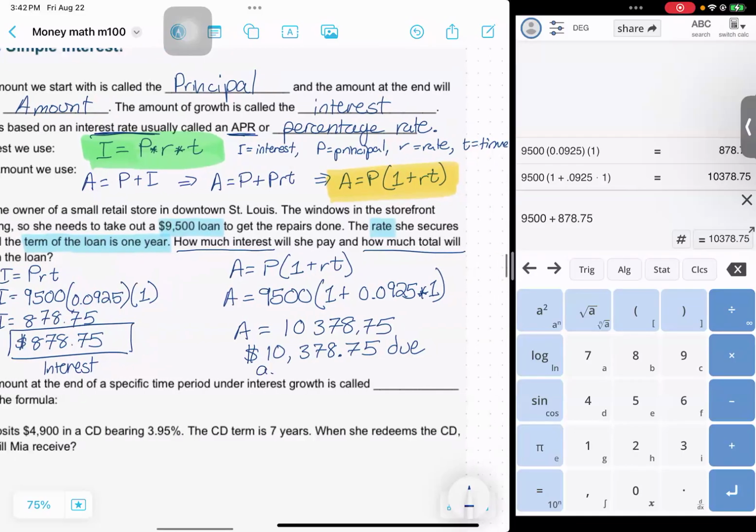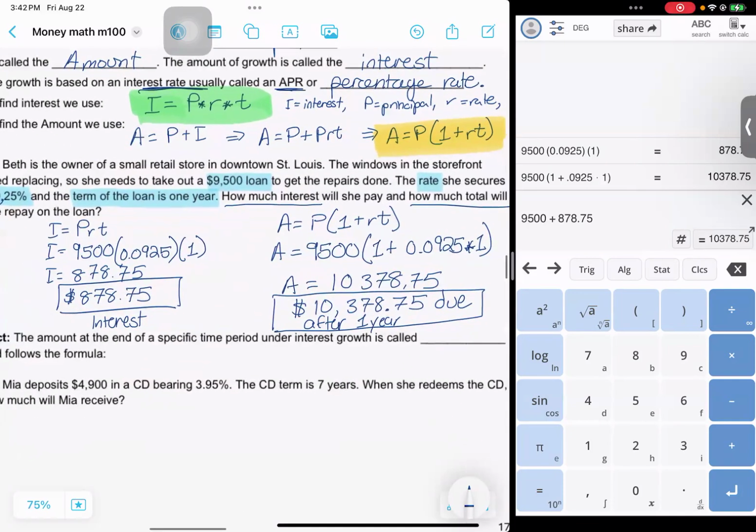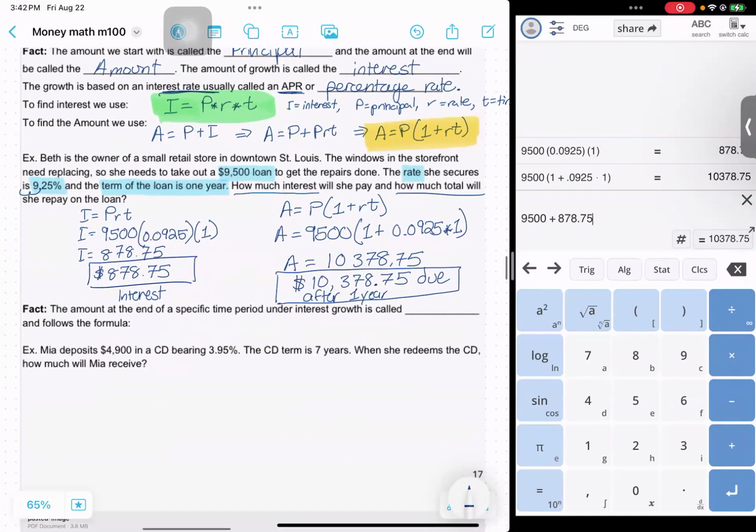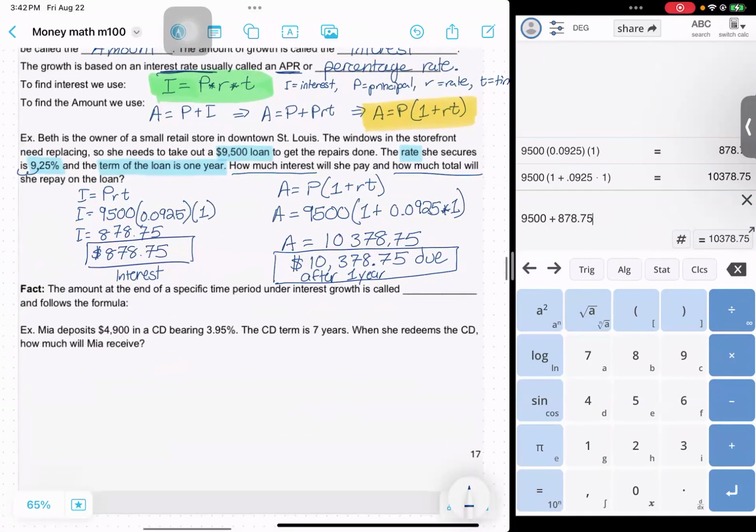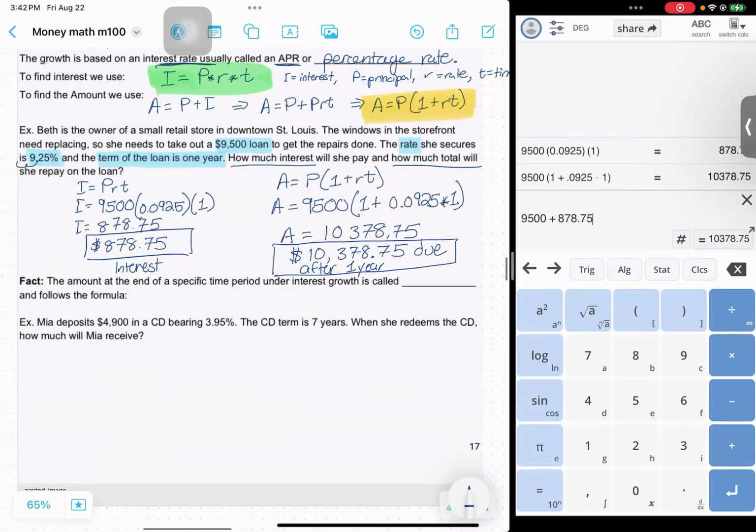Due after 1 year. Aha. All right. So that's what Beth, the business owner, needs to keep in mind because she had to replace her windows. Okay. The amount at the end of a specific time period under an interest rate of growth, again, is in your book and often called future value.